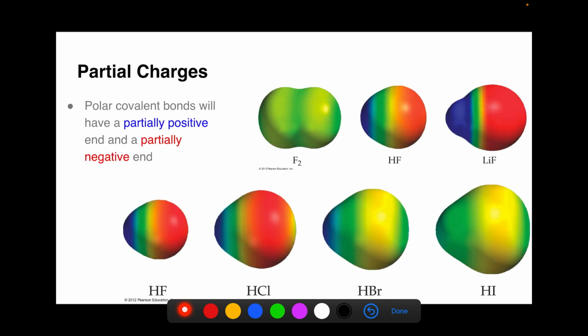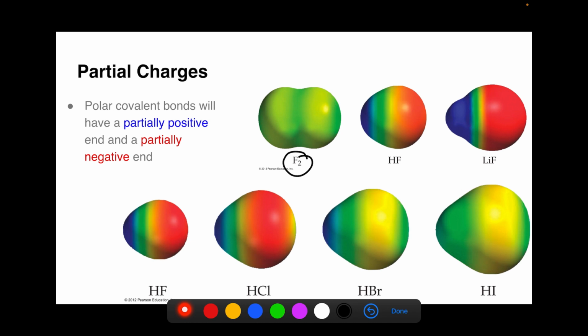When we're talking about covalent bonds, we can't talk about charged atoms because that would be an ion, which exists in an ionic bond. Instead, we talk about partial charge. This is another way of looking at that electron cloud and the resulting charge. When the electron cloud is evenly distributed, as it is here in F2, we don't have any areas of high electron concentration. Therefore, we have a nonpolar bond.